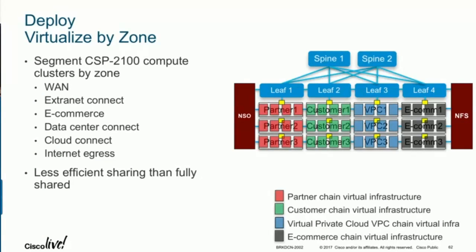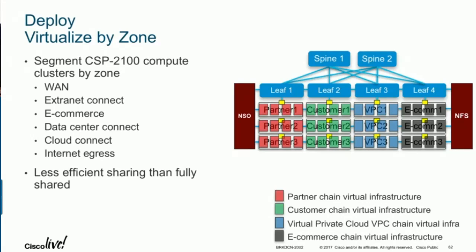So I'll create a stack for my partner connections. I'll create a physical stack for my cloud connections. I'll create a stack for my e-commerce zone, right? So I'll do things half virtually. So I'm not getting full shared infrastructure. I'm getting segmented shared infrastructure. So this is an approach. We've done this with customers. And this is where I'm segmenting zones.